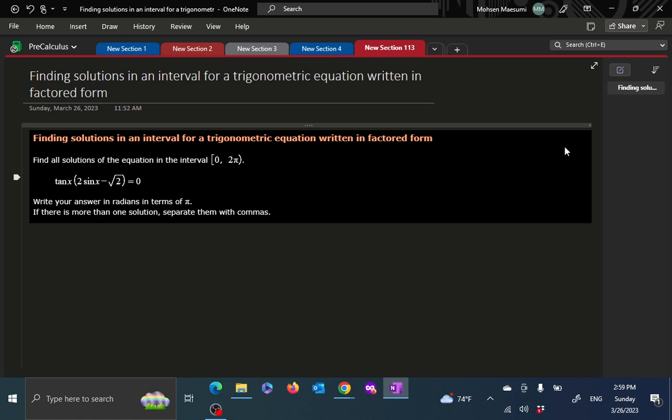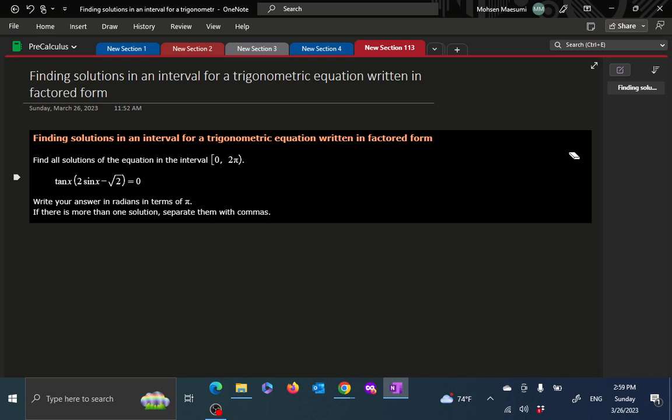Hi, welcome to Precalculus. Topic today is finding solutions in an interval for a trigonometric equation written in factored form. So the equations that we see in this section are products of two or more equations we had seen before. So in this first example here, we want to find all the solutions of this equation. The equation itself is tangent of x times 2 sine of x minus radical 2 equal to 0.